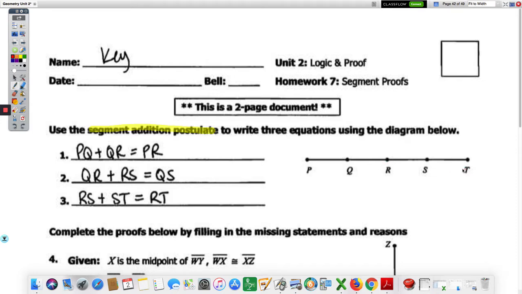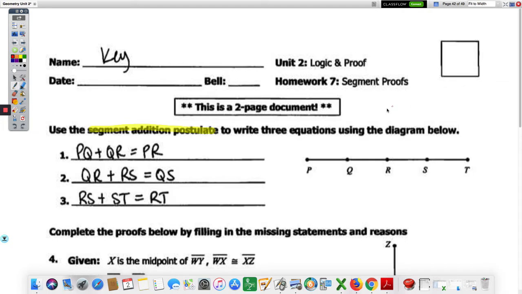I would have also accepted the distance from P to R plus the distance from R to T is equal to the distance from P to T. That also would have been the segment addition postulate. Yes, the segment addition postulate somewhat indicates that midpoint, so point Q, but that's not what the segment addition postulate is. So don't start mixing up your definitions of midpoints and your segment addition postulate. Those are two different things.